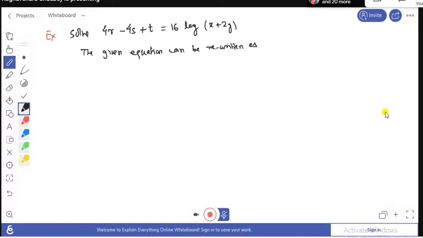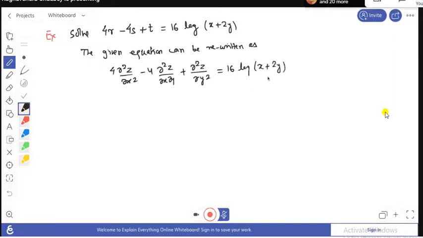rewritten as... how can you write it? This becomes 4r is del 2z over del x square, minus 4s del 2z over del x del y, t is del 2z over del y square, that equals 16 log of x plus 2y. Okay, so this means you have (4D square minus 4DD1 plus D1 square) of z that equals 16 log of x plus 2y.